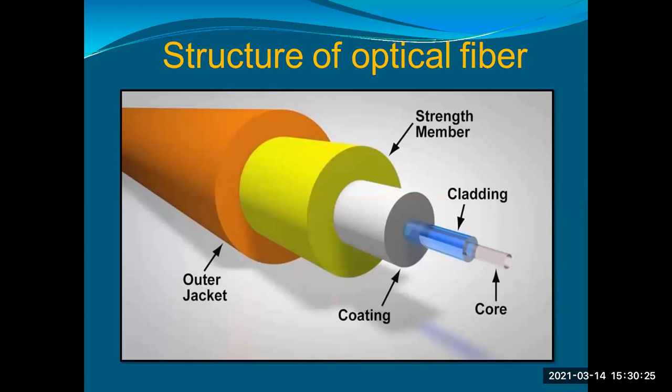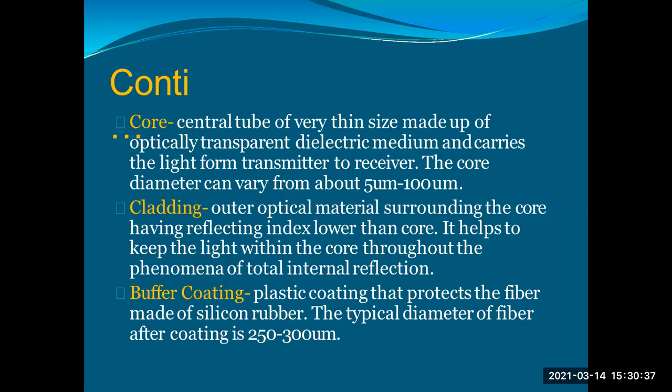Just now I showed you this, but this is clearer when compared with the other one. Here you can see the core, the cladding, a coating, and the outer jacket and strength member. Now what is actually the meaning of core? We discussed it very briefly earlier.